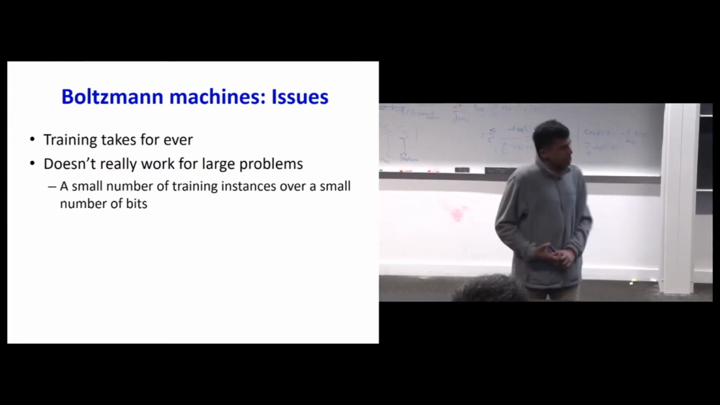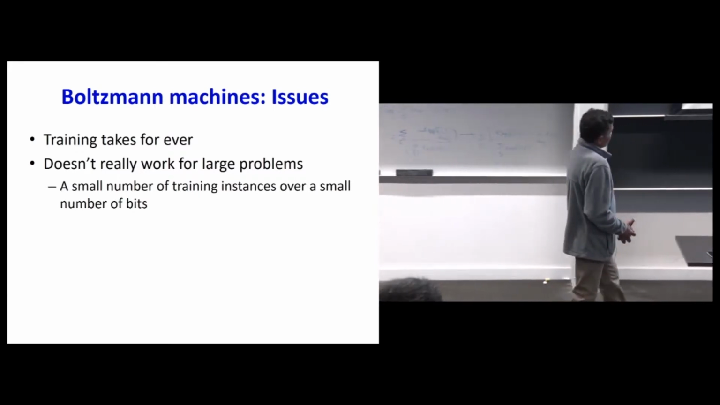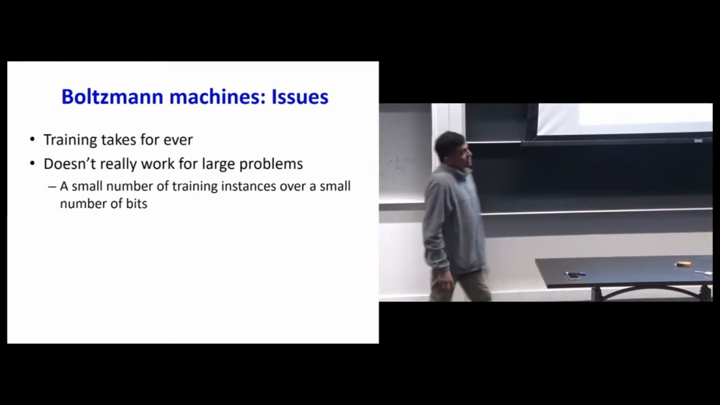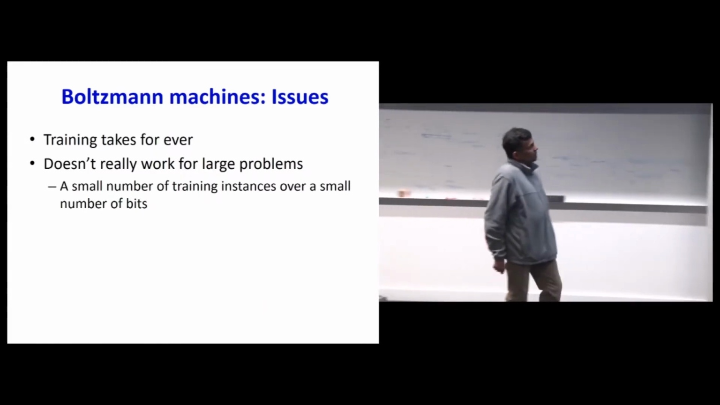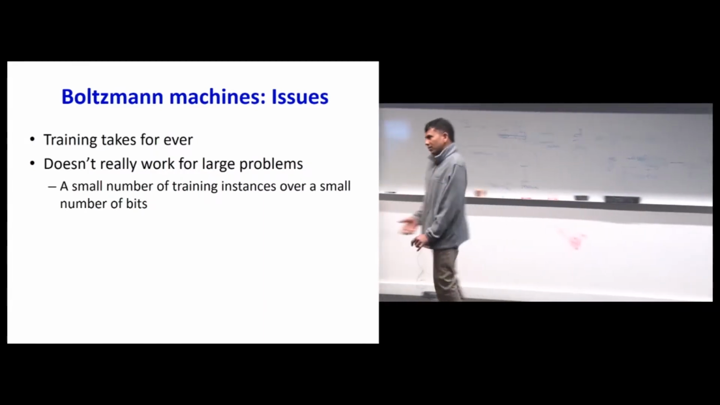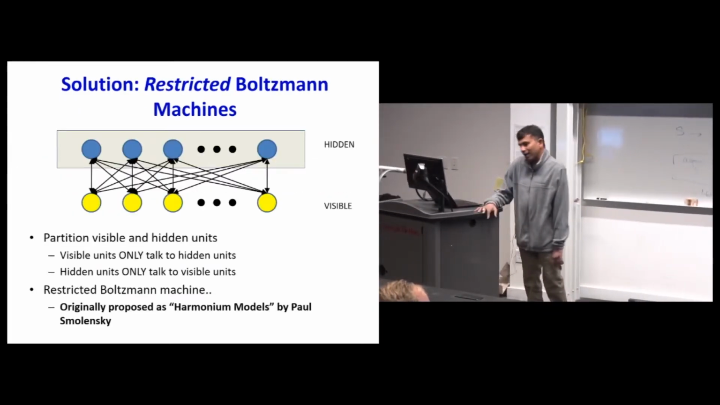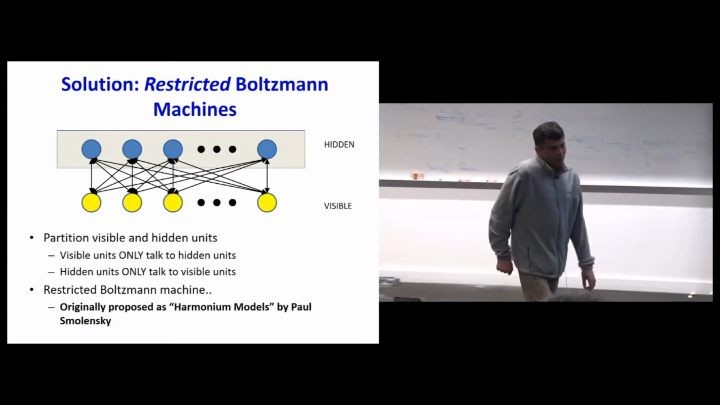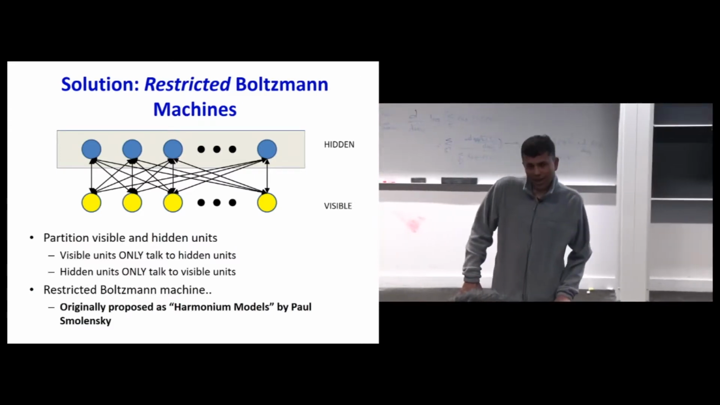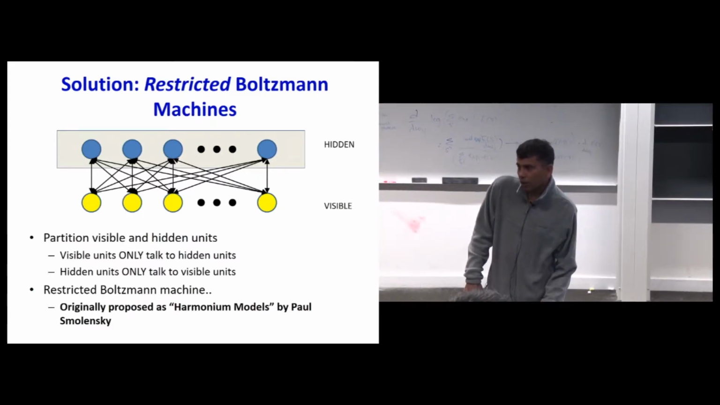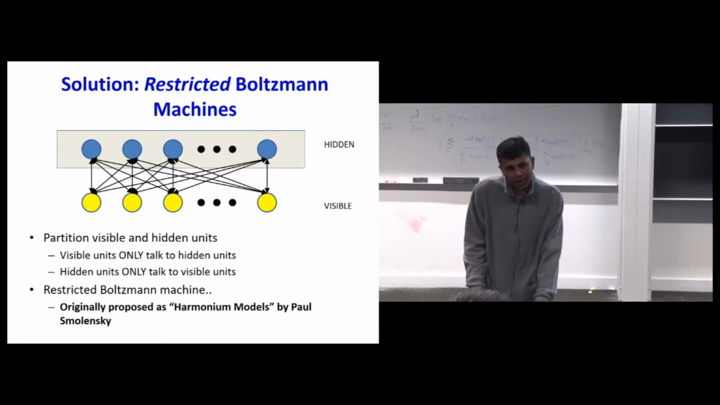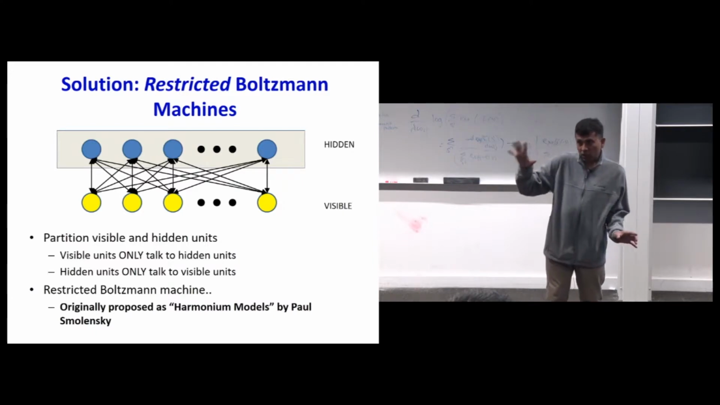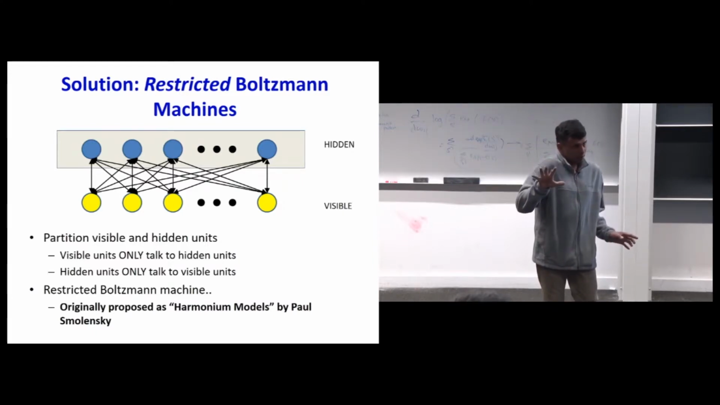But the real power comes from something else, which I'm going to spend less than 8 minutes on, right? Training takes forever, and it doesn't really work for large problems. You get a small number of training instances over a large number of bits. And so Boltzmann machines were never really very popular until somebody realized that you can solve a lot of the problems by getting rid of some of the connections. So in the standard Boltzmann machine, every neuron is connected to every other neuron, right?